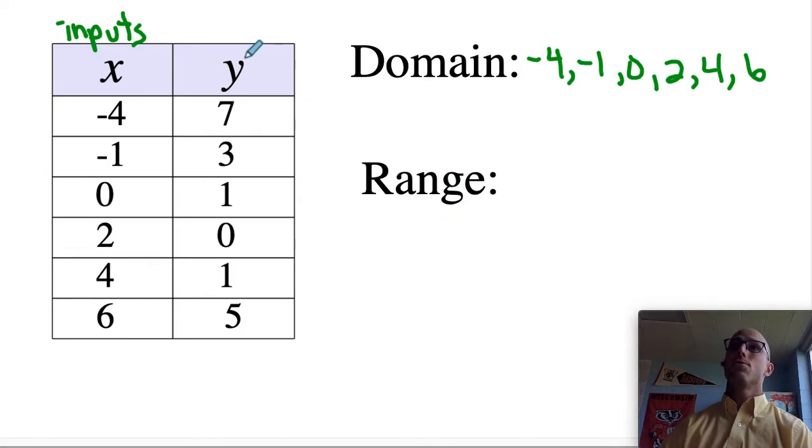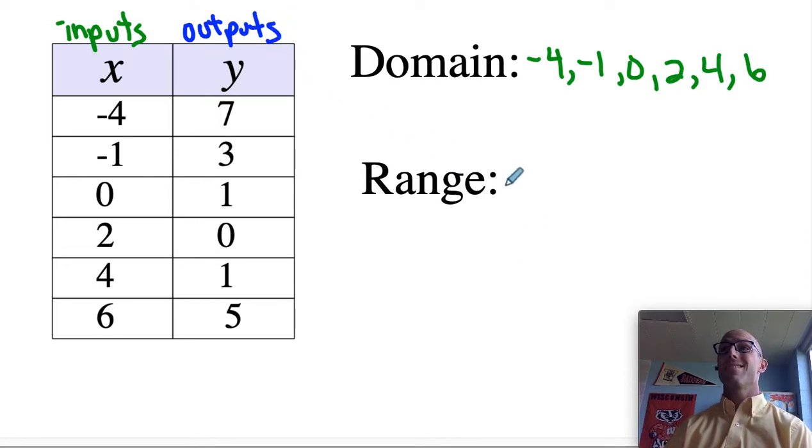My range then is all of my outputs. So those are my y values. Here are my outputs, and in this case, it's just going to be a matter of listing what those values are. I'm just going to list them in the order that I see them here: 7, 3, 1, 0.